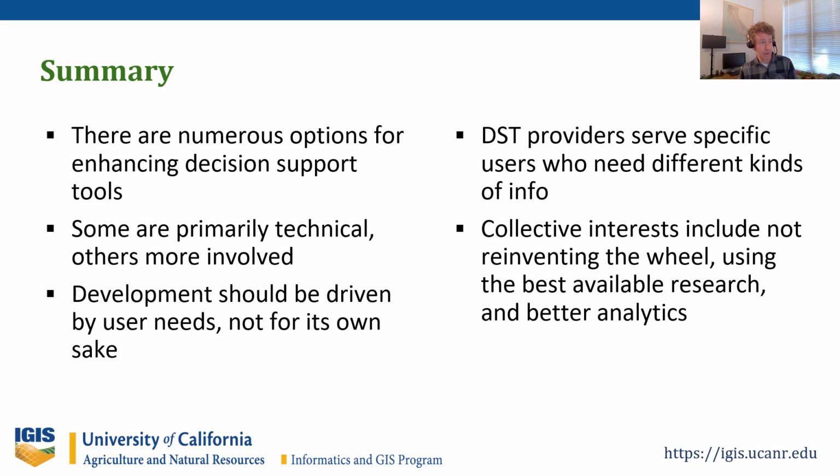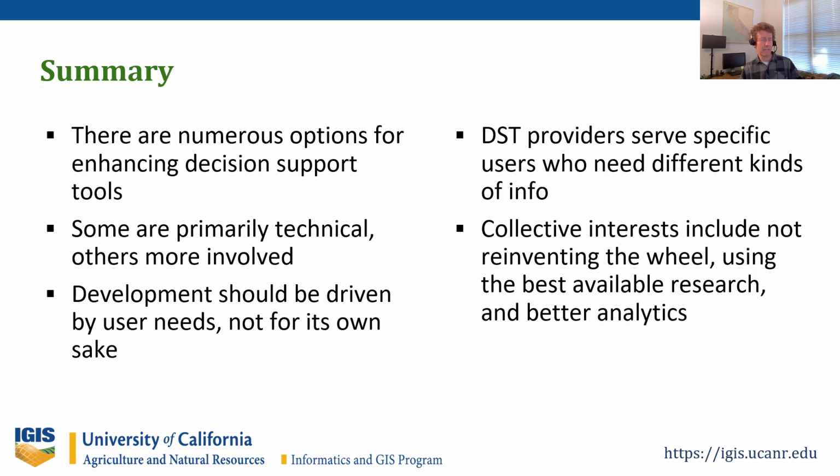So in summary, there's a lot of choices available to us to improve decision support tools and phase in another generation of capabilities. Some of these options are quick and easy, applying best practices, making them more robust. Some of them are much more complicated, and they're not just technical choices. They involve a lot of building trust and education and outreach.